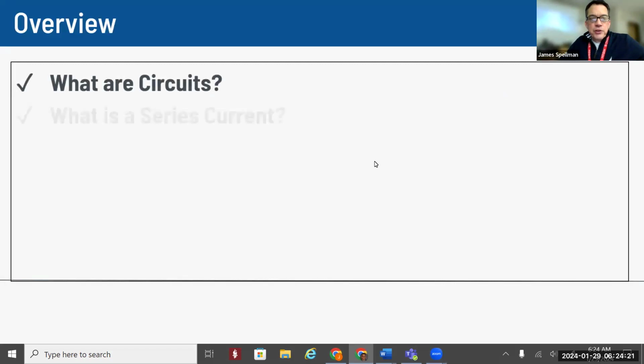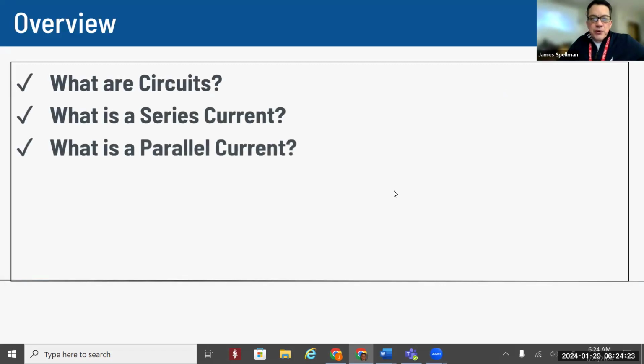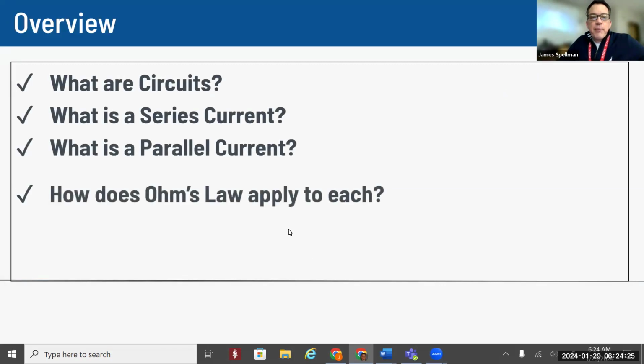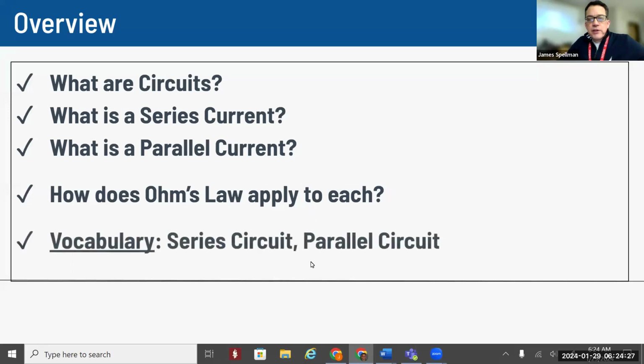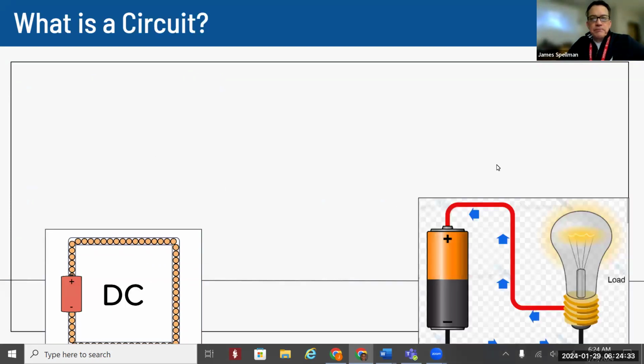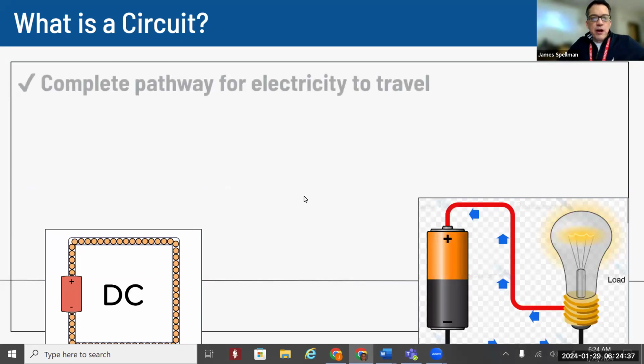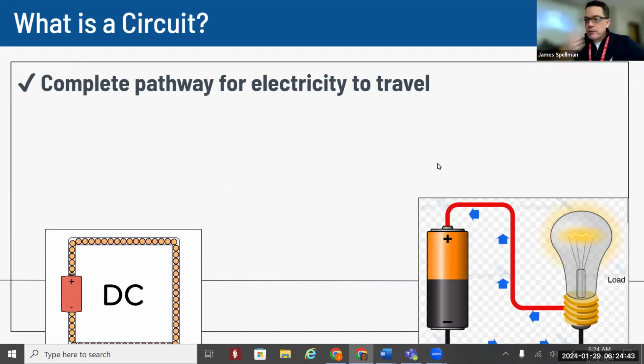So we're going to say what are circuits, specifically then what is a series circuit, what's a parallel circuit, how do we apply Ohm's law to each one, and that largely is our vocabulary with series and parallel circuits. So off we go. What is a circuit? You probably know this already. We've been working with them in class. Effectively, it's just a complete pathway that electricity can travel through.